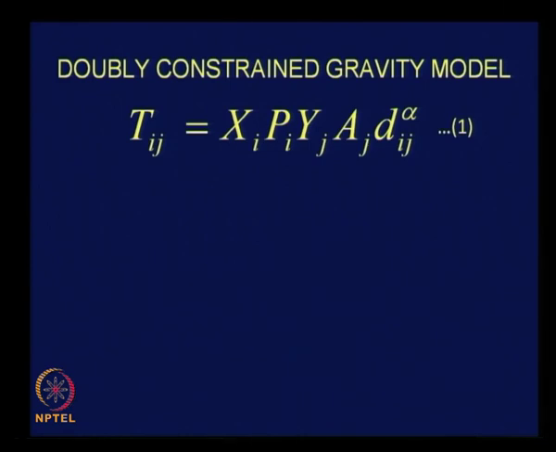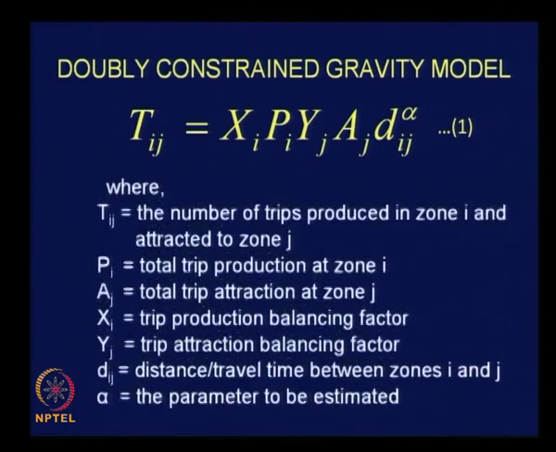And this is the general formulation of the model, and the explanation for the notations used is given here. Tij, as usual, is the number of trips produced in zone I and attracted to zone J, Pi is the total trip production at zone I, Aj is the total trip attraction at zone J, and Xi is the trip production balancing factor. We need to balance the trip production in such a way that there is no distortion in the trip production values of each of the zones after distribution.